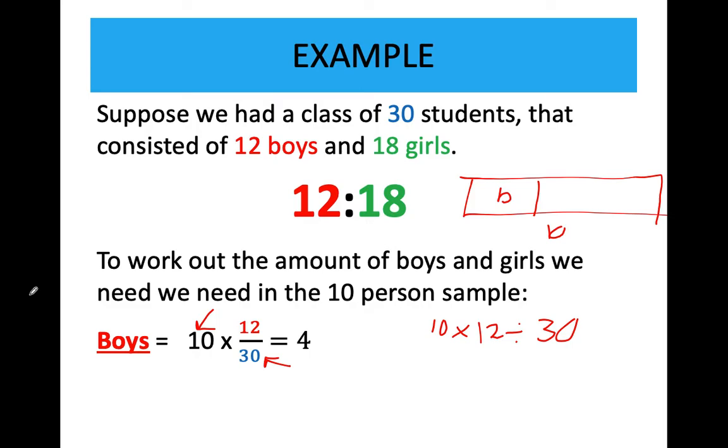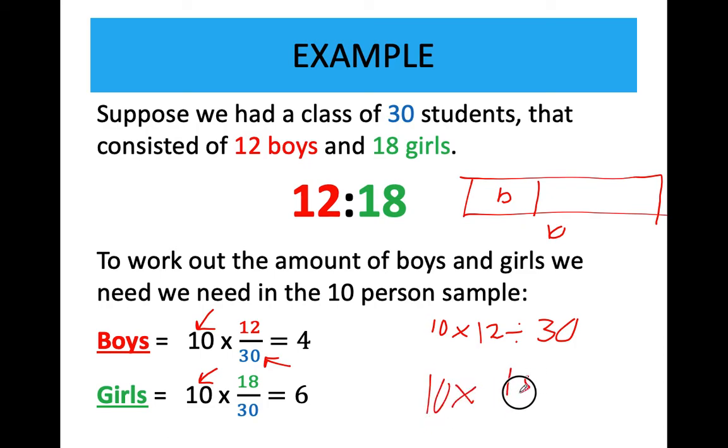Then, if we think about the girls, we need to do the same. We need to get the number of the new sample and then look at the original class and say that there were 18 out of 30 that were girls. We multiply this together using a similar method, 10 times 18 divided by 30, and that's going to give us 6. So in our new sample, we're going to have 6 people that are going to be girls. So the girls are going to be equal to 6 and the boys are going to be equal to 4, giving our new sample of 10.